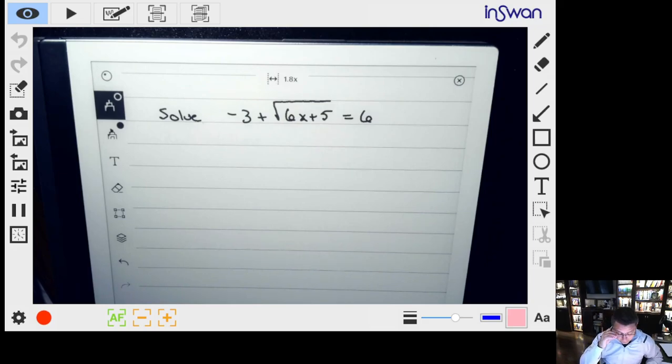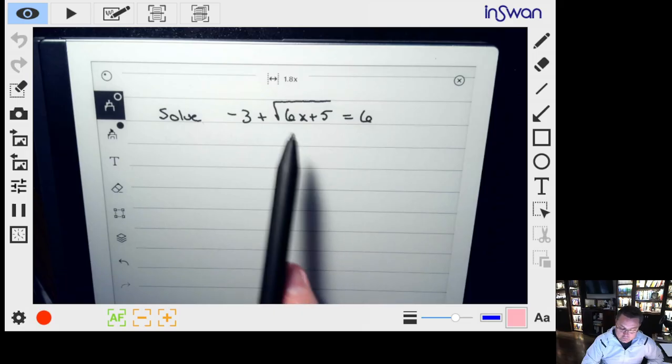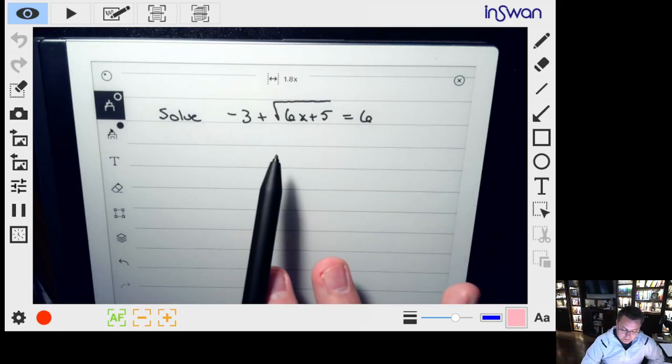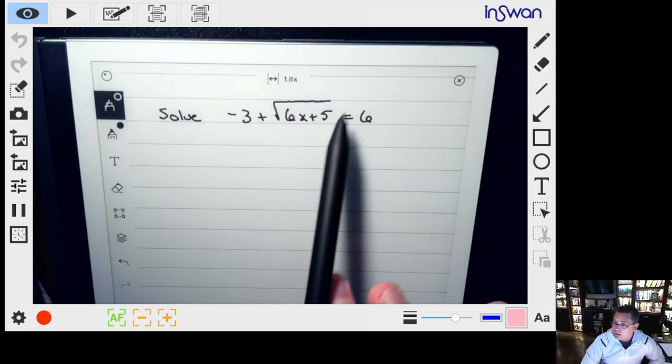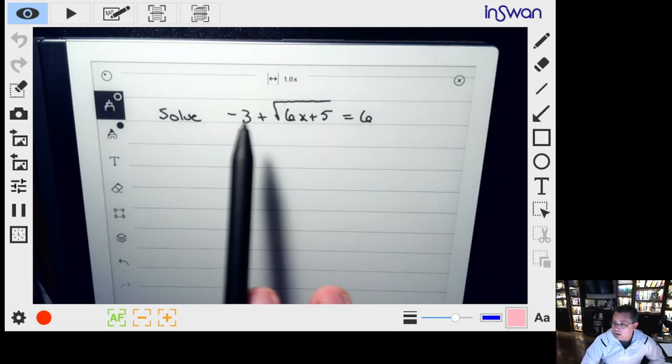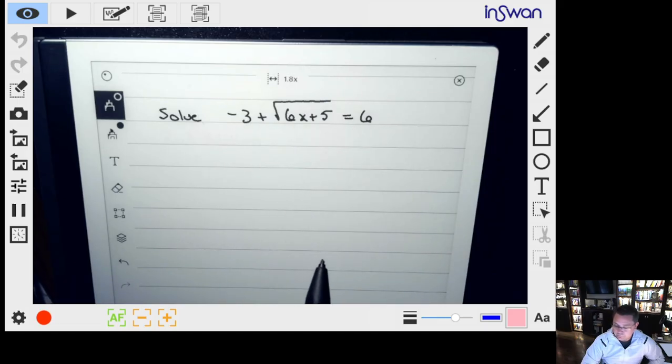Okay, we're going to solve this radical equation, and how we do that is we get the square root piece by itself, and then we're going to square both sides. And we have to be careful when we get answers out. We want to make sure that they do work in the original equation.